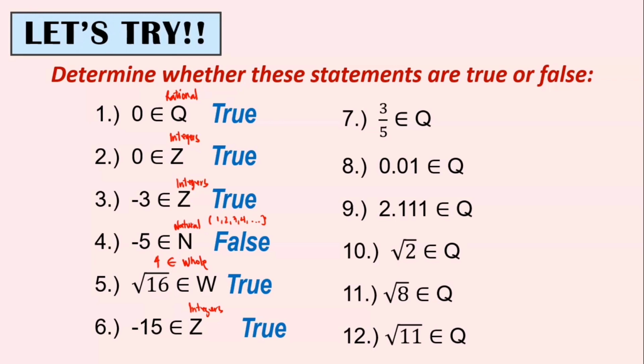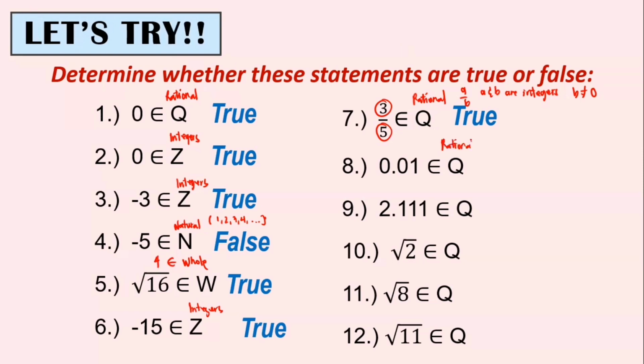Next, number 7. 3 over 5 is an element of the rational numbers. Ano bang definition ng rational? We can write it in the form of A over B, wherein A and B should be integers, and then ang B natin should not be equal to 0. So, therefore, number 7 is true. Integer yung 3, integer yung 5.